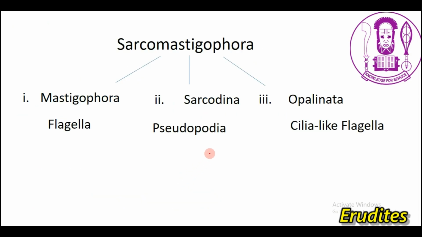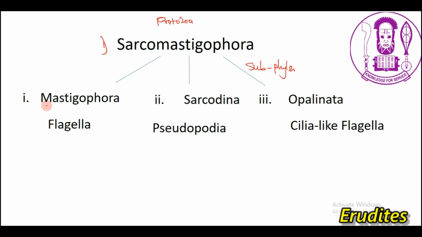So, just a quick summary. We've looked at the first phylum under the subkingdom Protozoa. We have the subkingdom Protozoa here, and they are divided into 7 phyla. The first phylum is the phylum Sarcomastigophora, and the phylum Sarcomastigophora is further divided into 3 subphyla.